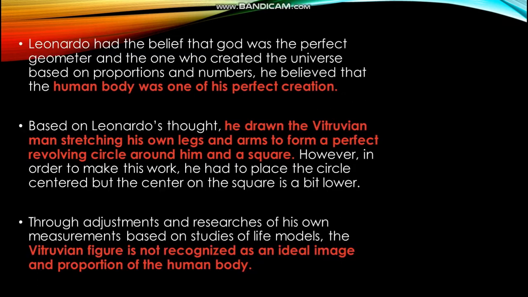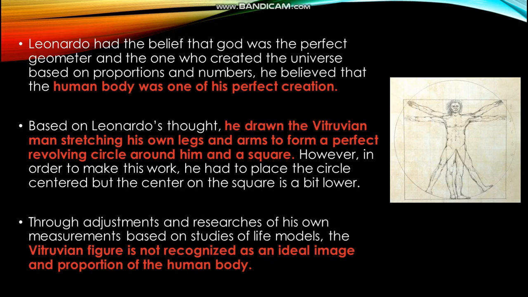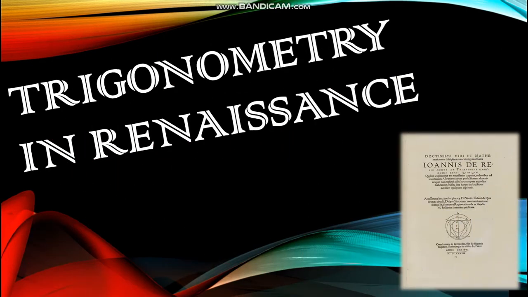and unique style. In this drawing, Leonardo made some adjustment to the Vitruvius measurement of the human figure, which was inspired by his own studies and observation, and he finally created the perfect image of a human figure with the best proportions. Based on Leonardo's plot, he drew the Vitruvian Man stretching his legs and arms to form a perfect revolving circle around him and a square. However, in order to make this work, he had to place the circle centered, but the center of the square is a bit lower.